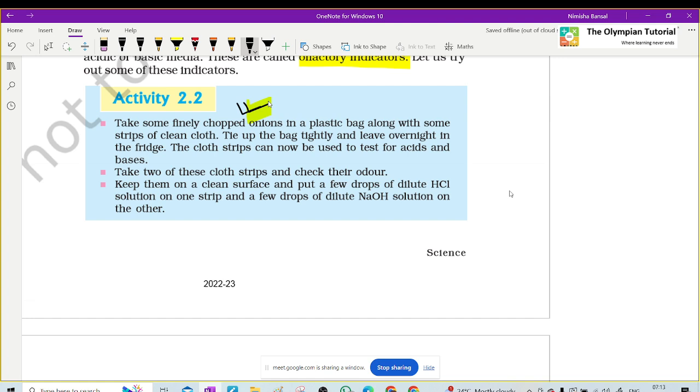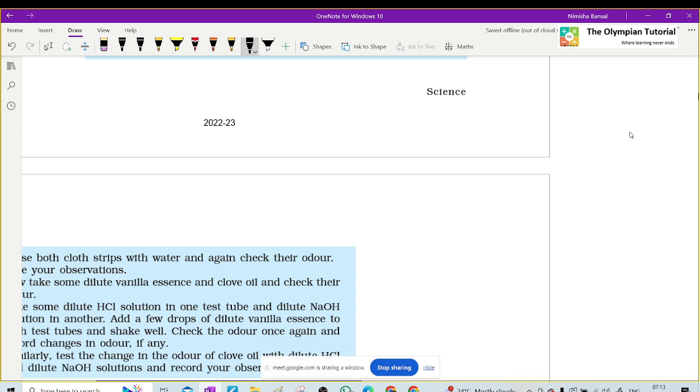Okay. Yes, ma'am. And what is the process? Not direct onion. Chopped onion in plastic bag along with some strips of clean cloth. Tie up the bag tightly and leave overnight in the fridge. The cloth strips will be used as an indicator. Okay, ma'am. We will write smell also. Firstly, we will study this one.